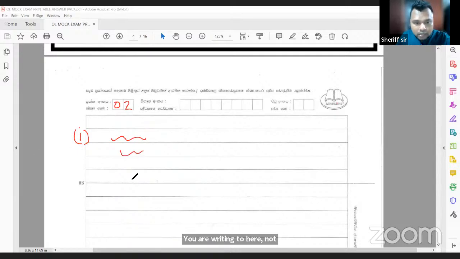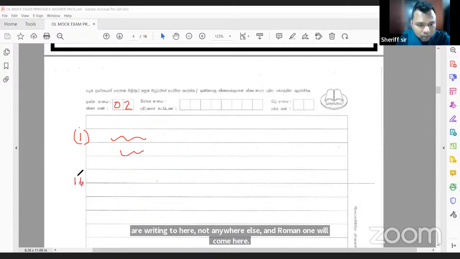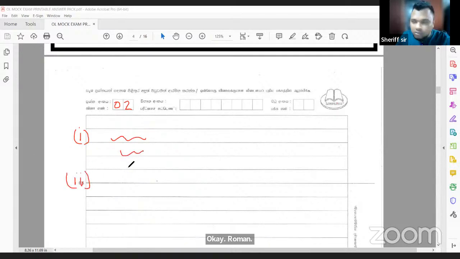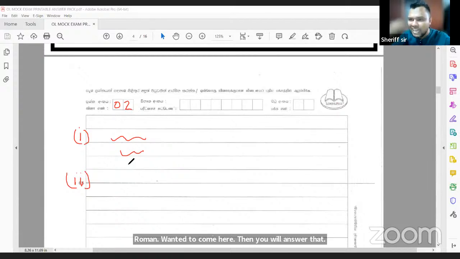Then you will answer that. Roman 2 will come here. You will leave one line between the answers, better for clarity. Then you will write the answers here. Bullet points are recommended.